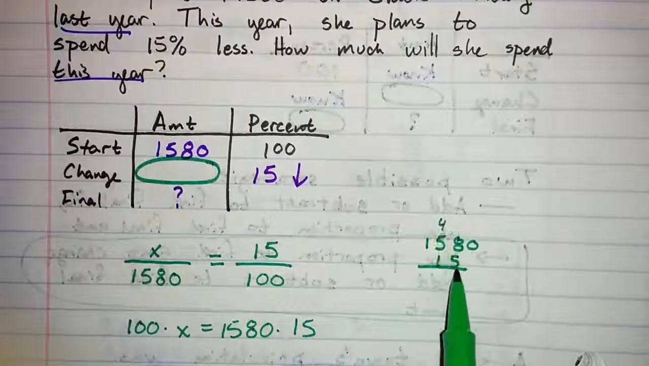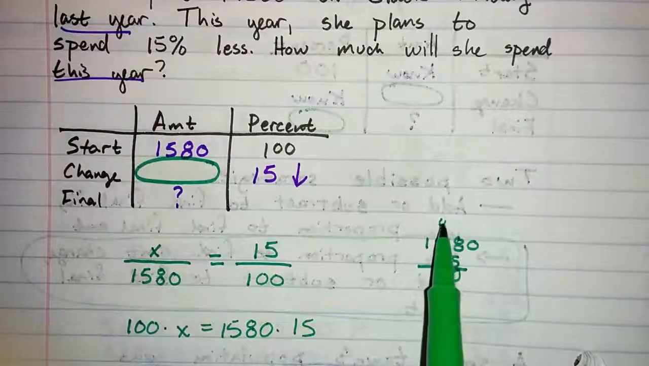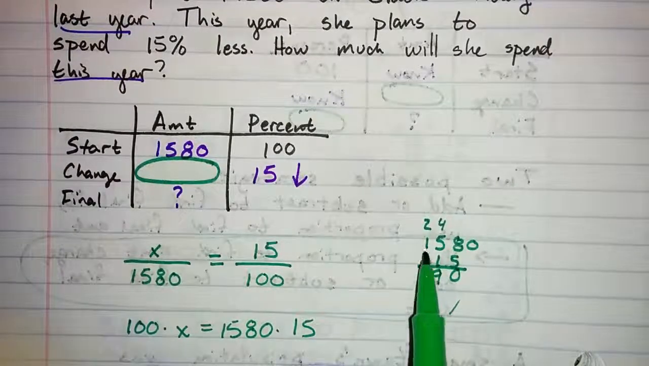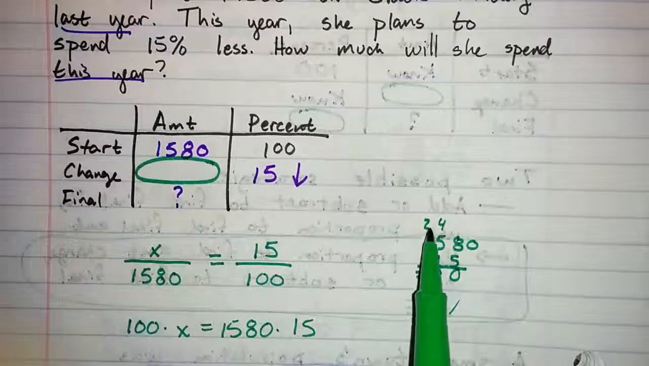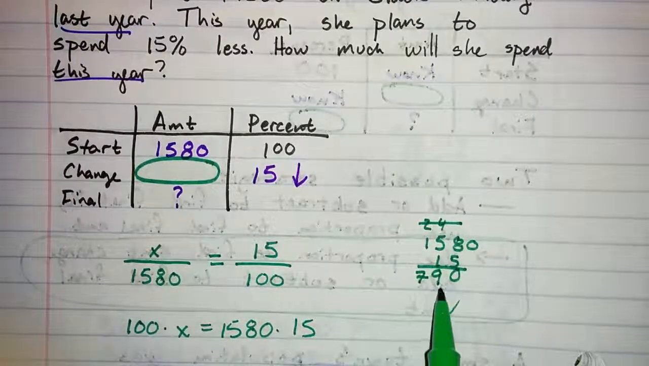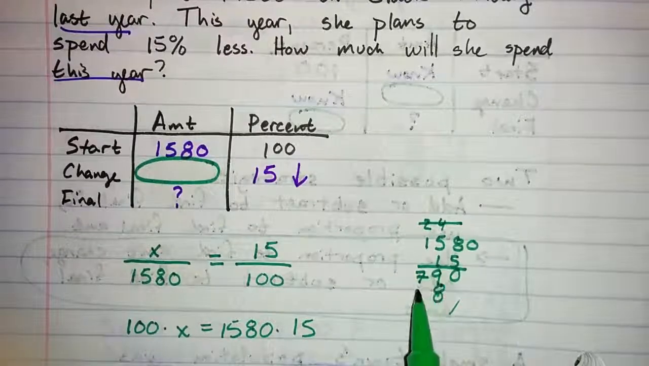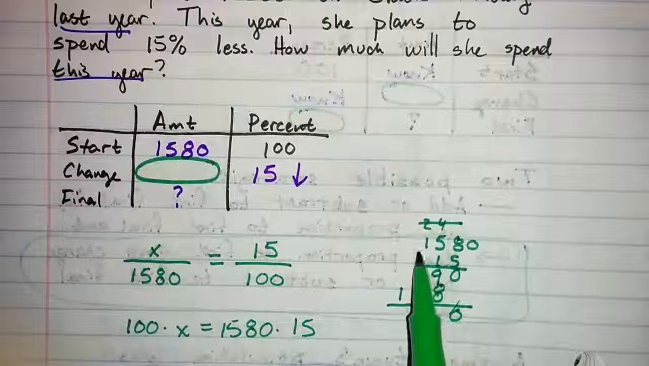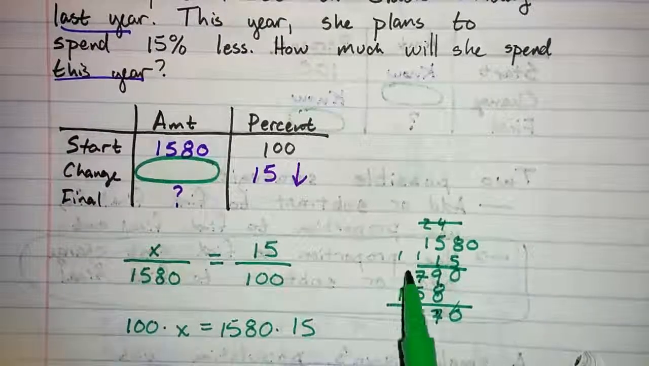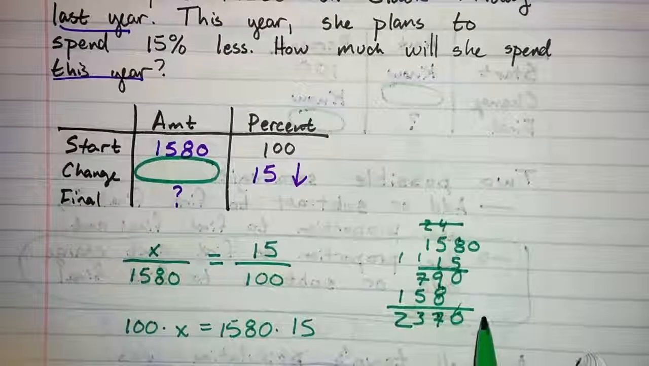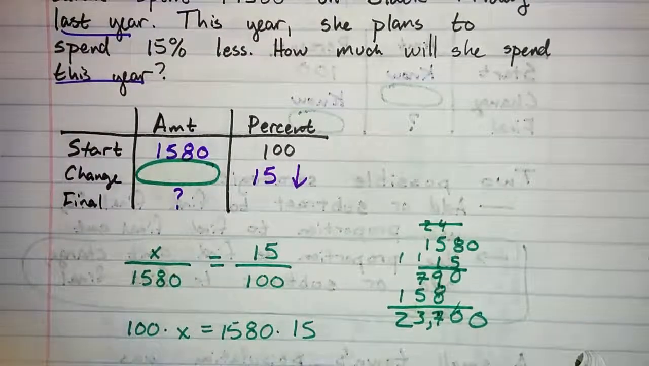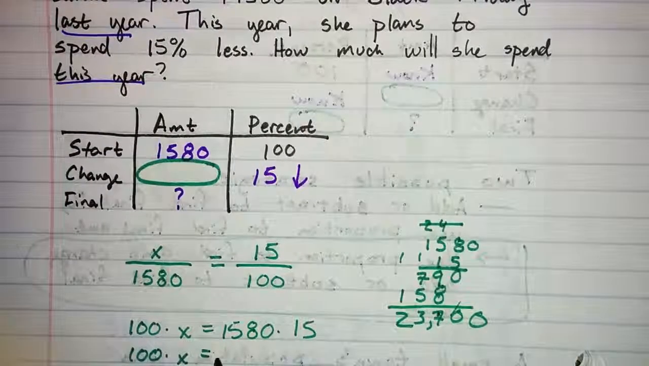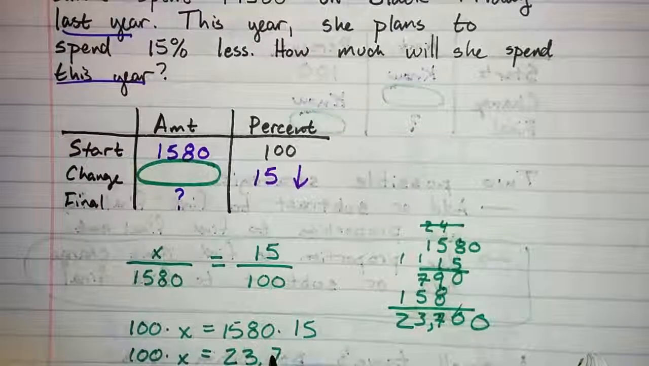5 times 8 is 40. 5 times 5 is 25, plus 4 is 29. 5 times 1 is 5, plus 2 is 7. 1 times 8 is 8. 1 times 5 is 5. 1 times 1 is 1. 0, 17, 13, 2, and then that extra 0 on the end. 100 times x is 23,700.